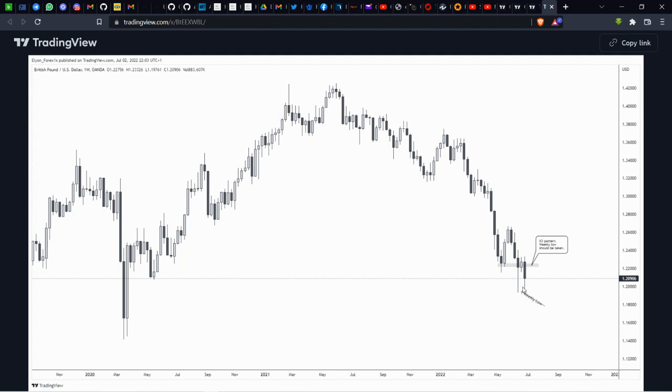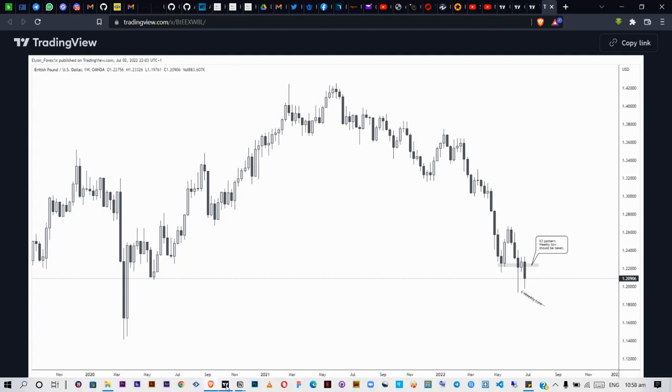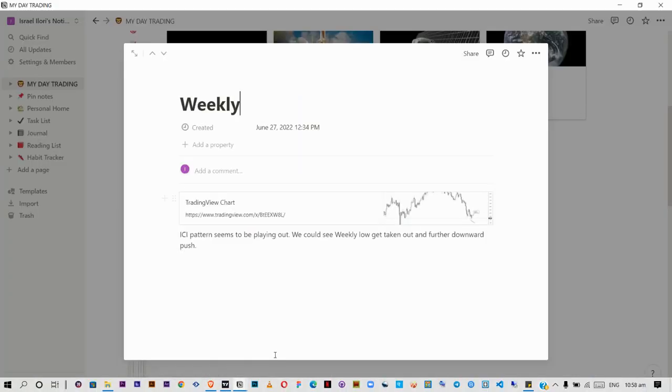It took out this weekly low. That was why we were able to get the 50% mitigation on the monthly time frame. So it played out. So that was what I had on the weekly.